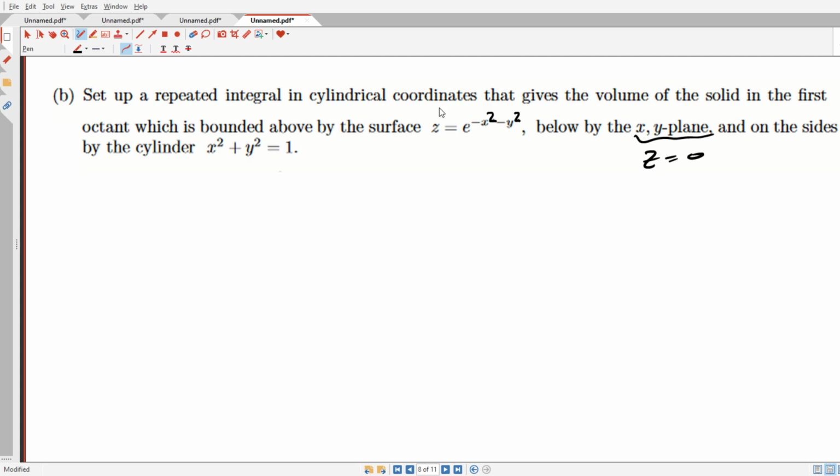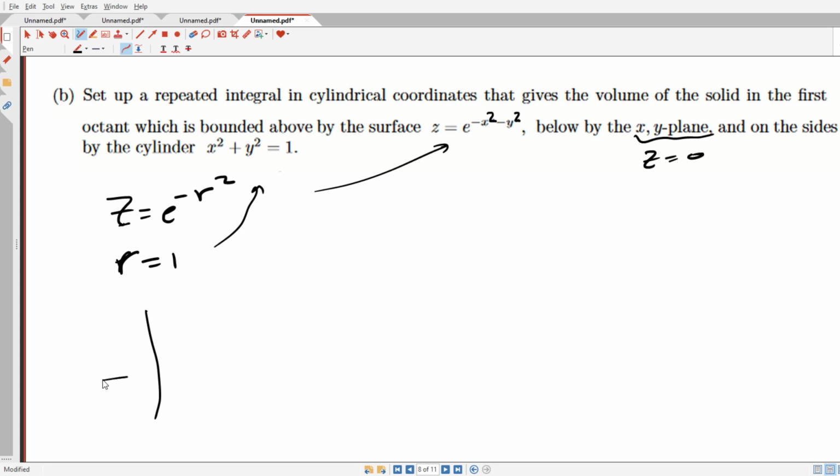Okay, so it just says we want this in cylindrical coordinates. So to convert to cylindrical coordinates, we're going to have z equals e to the negative r squared for this right here. And then this is going to tell us that r is equal to 1 right there.